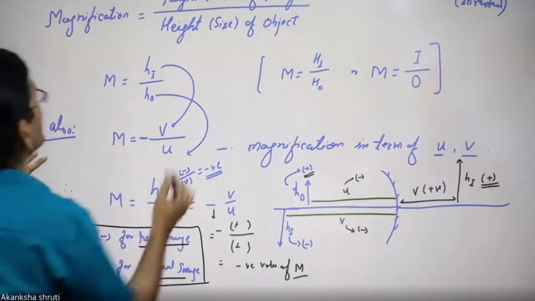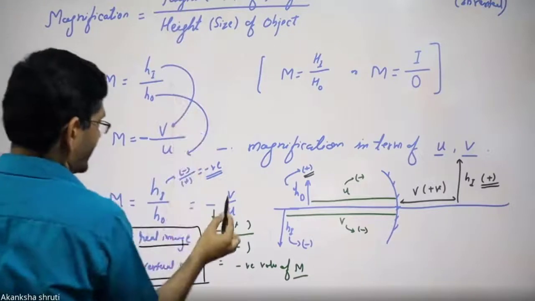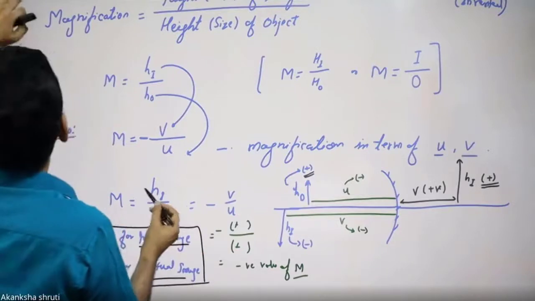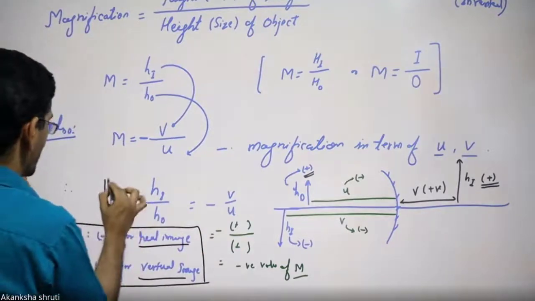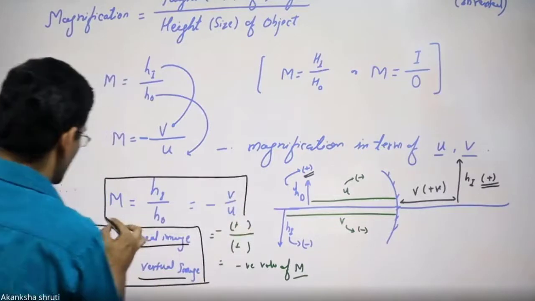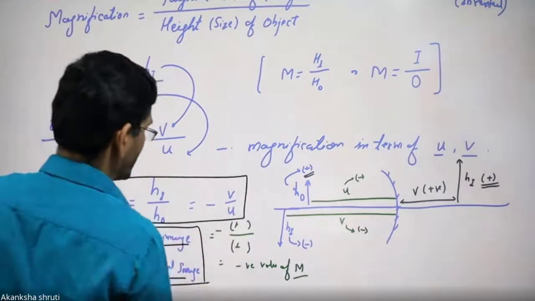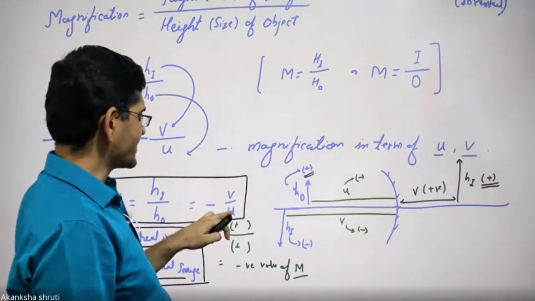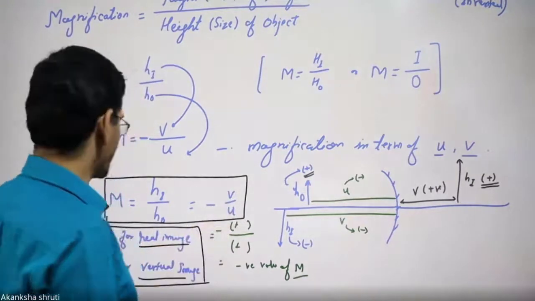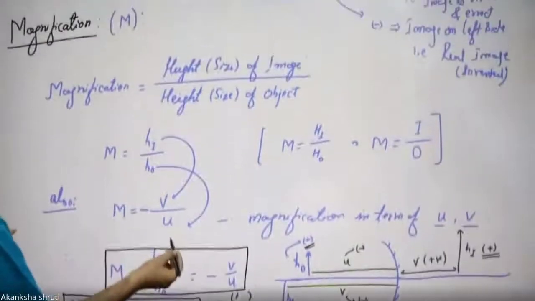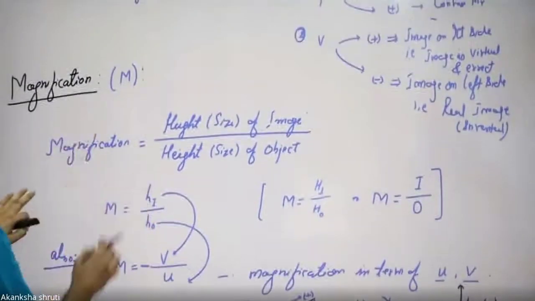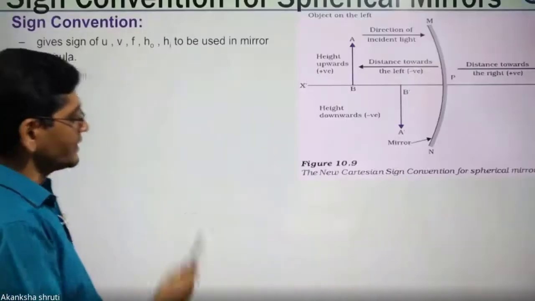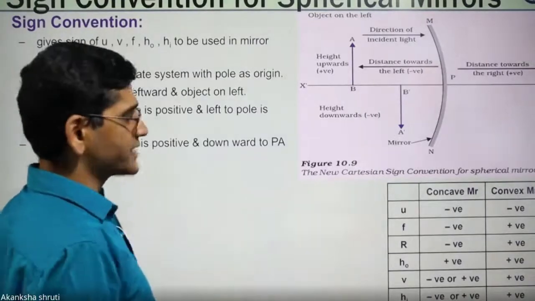So our formula for magnification is this one. Magnification is given by height of image to height of object, or minus of distance of image by distance of object. In either term we can get it. So this is the condition for calculation of magnification. Let us go for solving some numericals. Students, I just explained the sign convention.